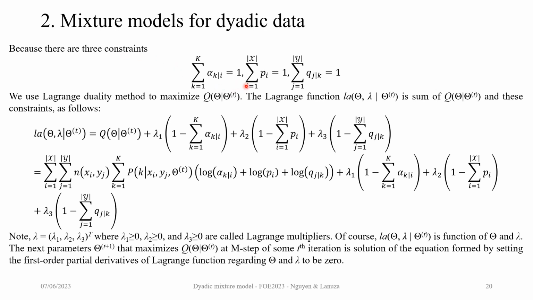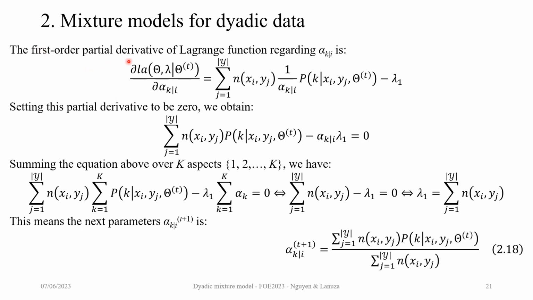Because there are three constraints, we use the Lagrange duality method to maximize Q. The Lagrange function LA is the sum of Q and these constraints as follows. Lambda are called Lagrange multipliers, of course LA is a function of theta and lambda. The next parameter theta t plus 1 that maximizes Q at the M step of the t-th iteration is the solution of the equation formed by setting the first order partial derivatives of the Lagrange function regarding theta and lambda to be 0.